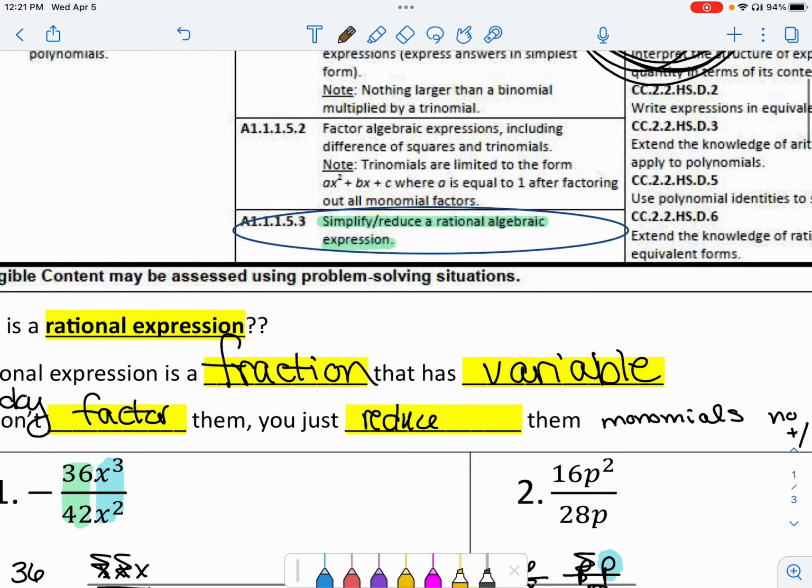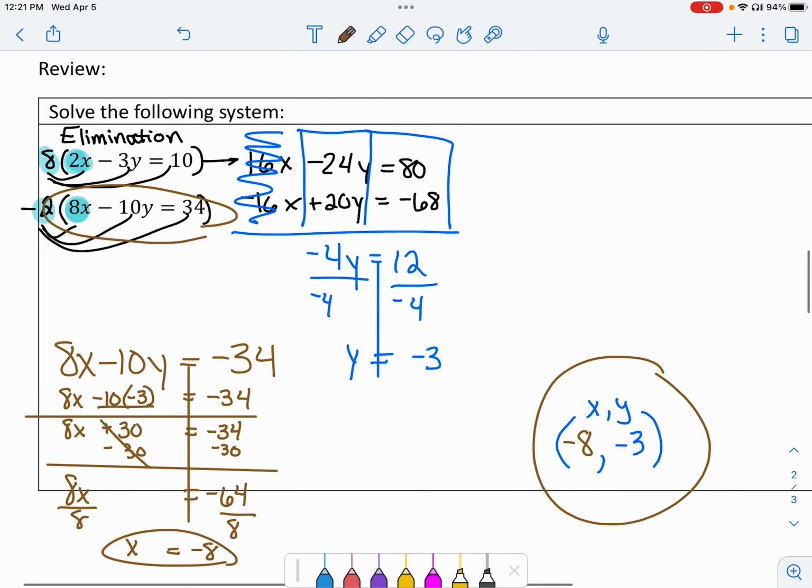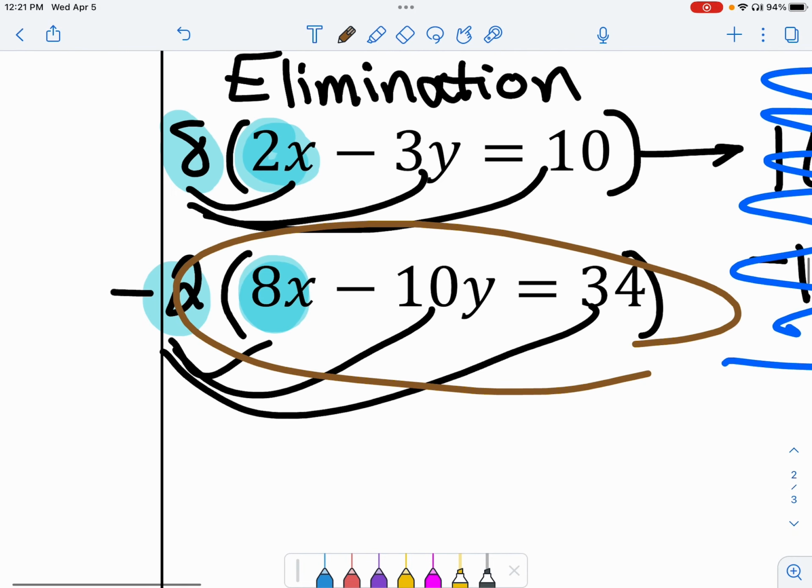I know it sounds like I'm lying about all these dumb word problems, but I'm not. See how it says eligible content may be assessed using word problem or problem solving situations. All that's saying is, hey, I might assess you on how to do this with word problems. That's all that means. So we have to be prepared to apply our knowledge to word problems.